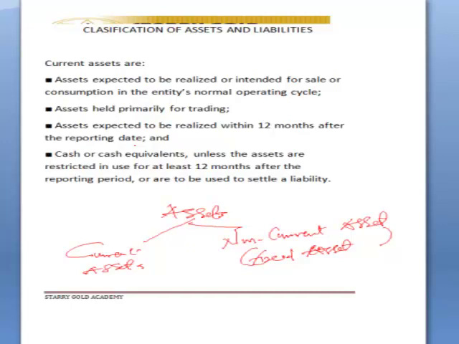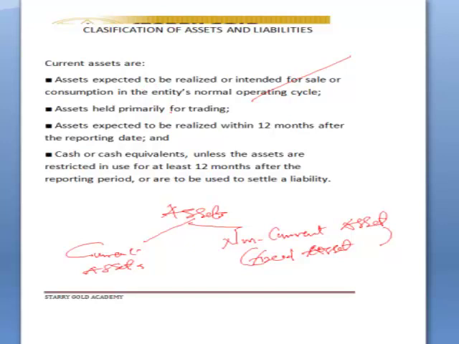One, an asset will be a current asset when the asset is expected to be realized or intended for sale or consumption in the entity's normal operating cycle. For instance, inventories, because stocks is outdated. Inventories are tagged current asset because they are consumable, whether your inventory of raw material or your inventory of finished goods, within an entity in the normal operating cycle.